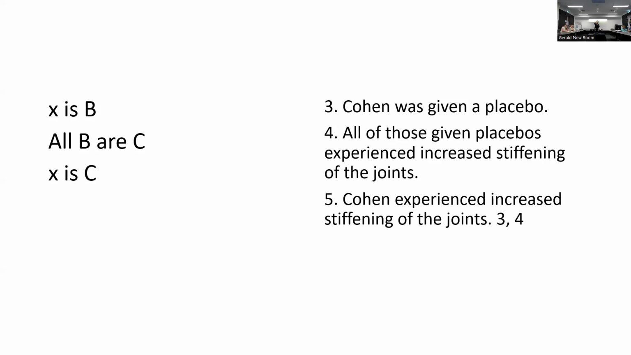So X is B, Cohen was given a placebo. All B's are C's: all of those given a placebo experienced increased stiffening of the joint. X is C. It's clear in the deductive argument. There you don't have to think about 40, 50, 70%, but you do have to pass judgment. What do you think? Is it successful or not?